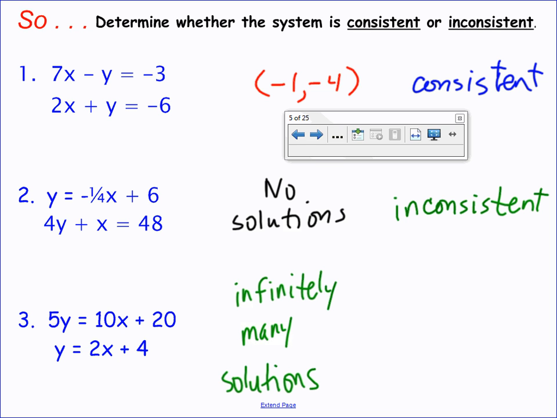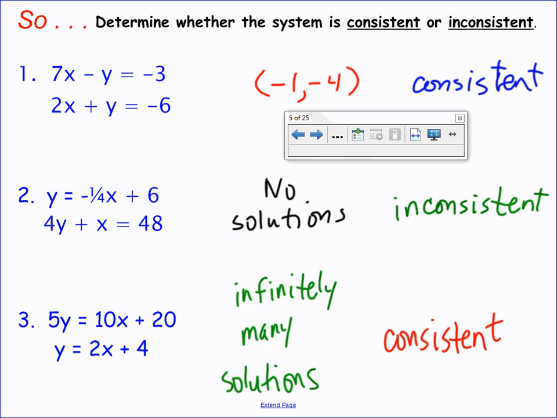And lastly, infinitely many solutions. Is that consistent or inconsistent? Aaron and Will? Consistent. Good job. It just takes 1 solution to be consistent. If we have infinitely many, then we have more than 1. So that's definitely consistent. Awesome work, you guys.